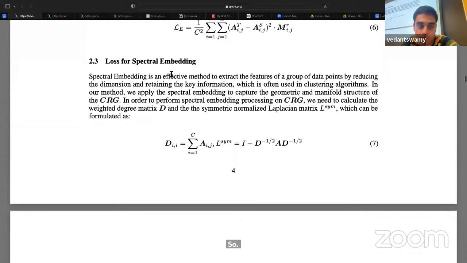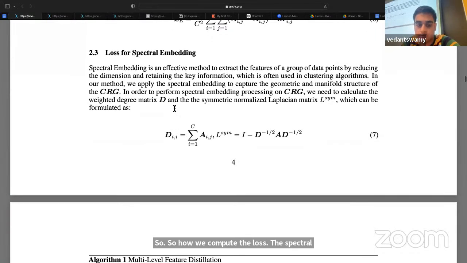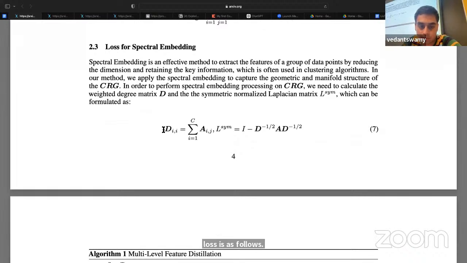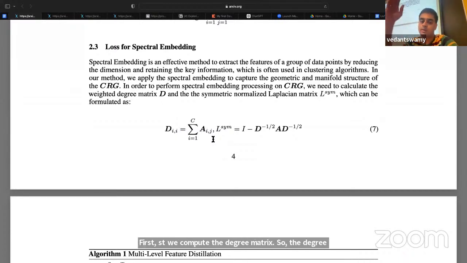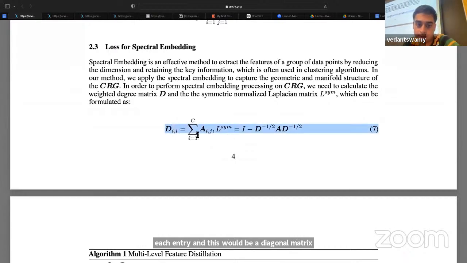So how we compute the spectral embedding loss is as follows. First, we compute the degree matrix. The degree matrix can be thought of as the sum of the columns of each entry, and this would be a diagonal matrix. So this is the degree matrix. Then we have the symmetric normalized Laplacian, which is denoted by the formula given here.